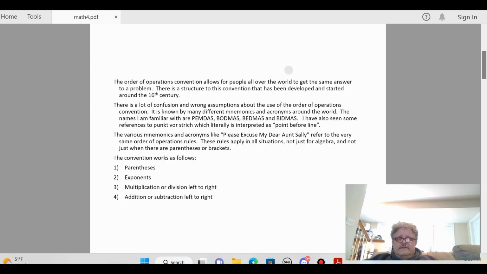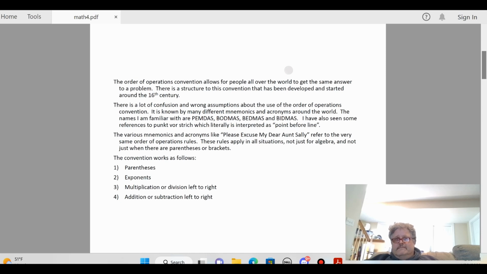The order of operations convention allows people all over the world to get the same answer to a problem. No matter what language they speak or what continent they're on, they should all get the same answer. There's a structure to this convention that started back around the 16th century, and it started showing up in a lot of algebra books back in the day. There's a lot of confusion and wrong assumptions about the use of this convention.